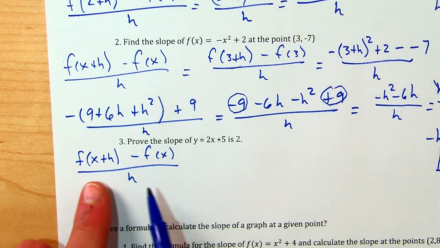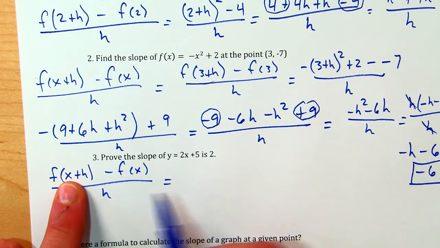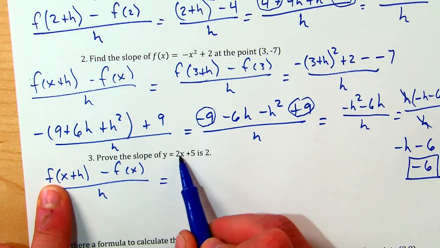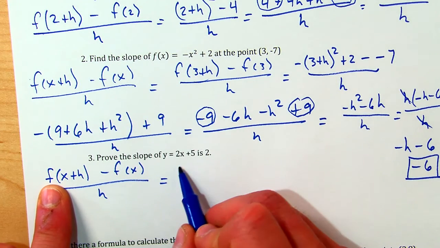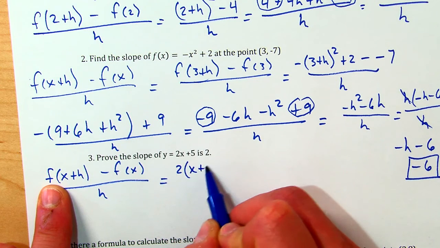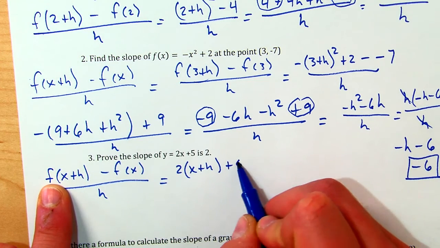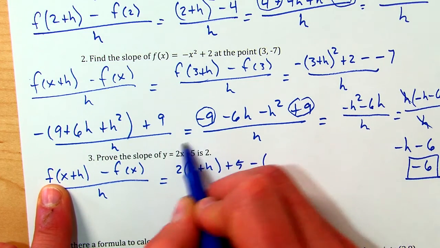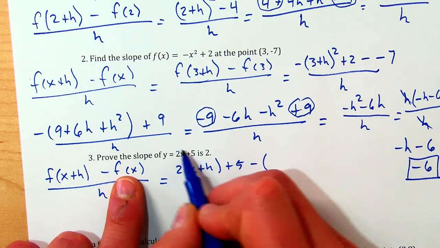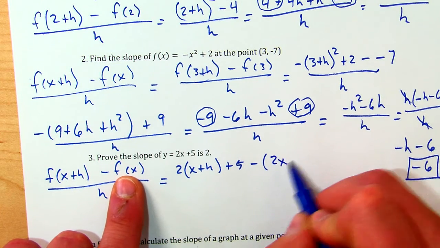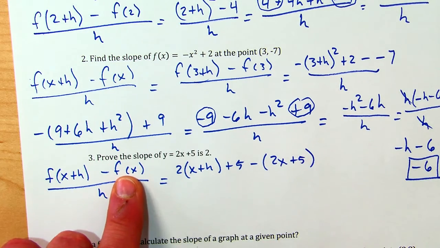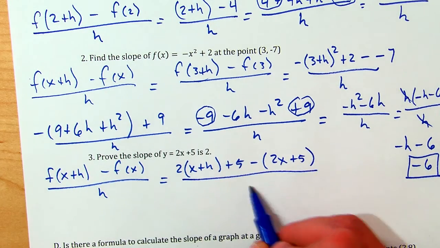So what we're going to do is take x + h and plug it into our function right here. So I have 2 times (x + h) plus 5, minus, now in parentheses, the entire function f(x), which is 2x + 5, like so, all over h.